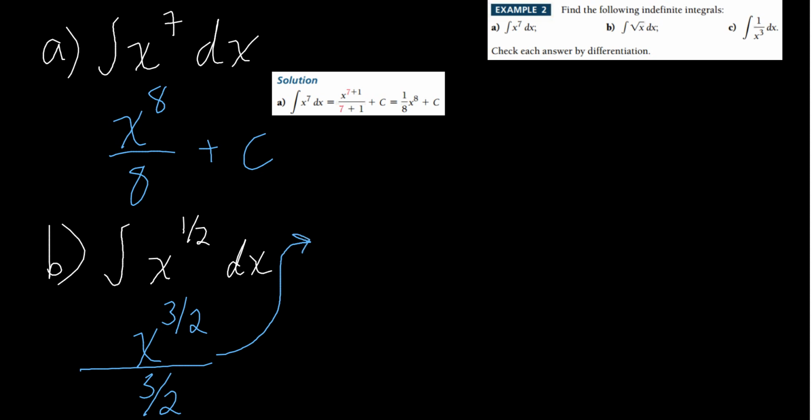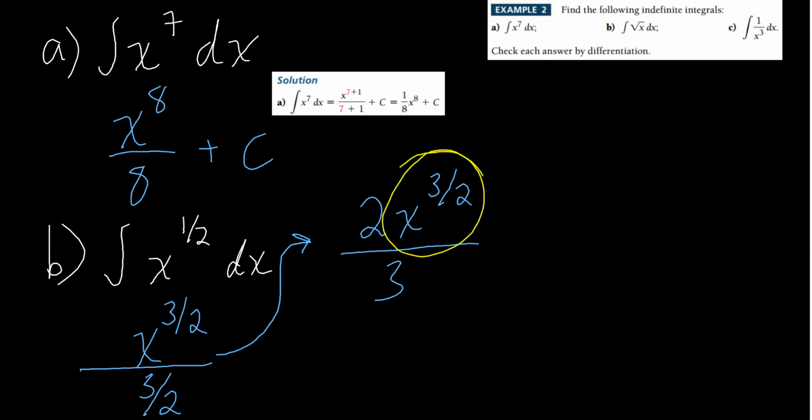Okay. Well, I know that x to the 3 halves divided by 3 halves, right? I know that that's going to end up being 2 x to the 3 halves all over 3. Okay. And then from here, I know that this x to the 3 halves is essentially going to be the square root of x cubed, which I can change into the square root of x squared times x.